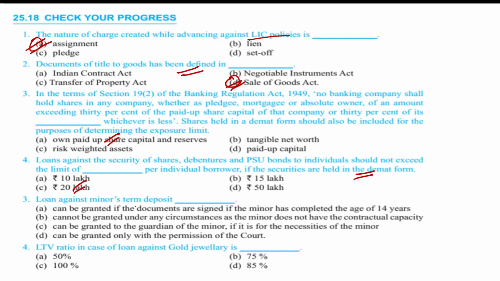Loan against minor term deposits. So they should not be granted in general, but they can be granted to the guardian of minor if it is for necessities of minor. So this is the correct answer for this question, C.